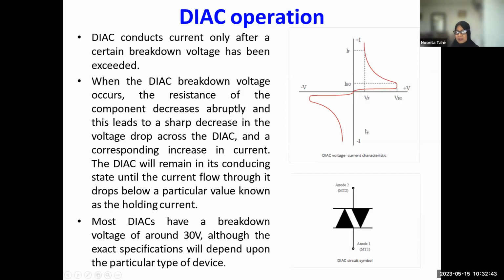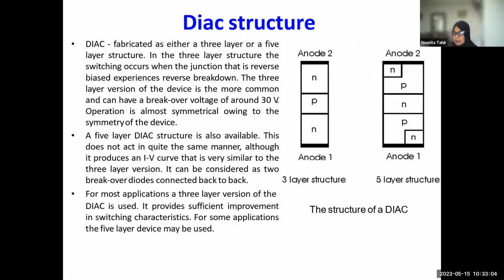One interesting thing that you need to understand is that the behavior is somewhat similar to that of a neon lamp, although they offer a far more precise switch-on voltage. They provide a far better degree of switching equalization. Okay, so this is the diac operation.